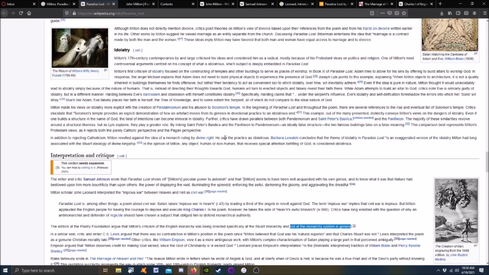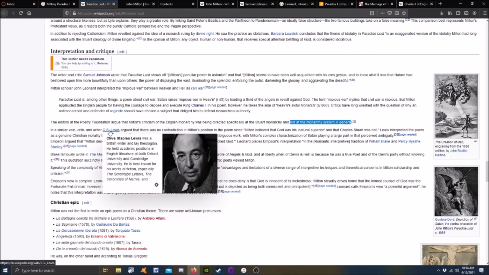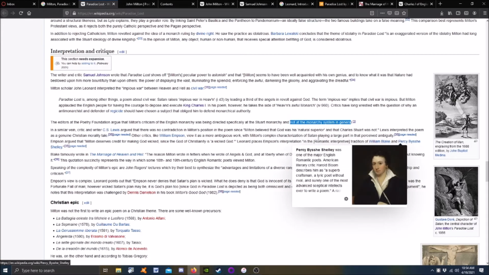But coming back to our Wikipedia page, we also have several other writers here. We have C.S. Lewis arguing that there was no contradiction in Milton's position, so we could track down where C.S. Lewis is writing about Milton. We've got other critics like William Empson, who view it as a more ambiguous work, so we could track him down. And Leonard places Empson's interpretation in the romantic interpretive tradition of William Blake and Percy Bysshe Shelley.